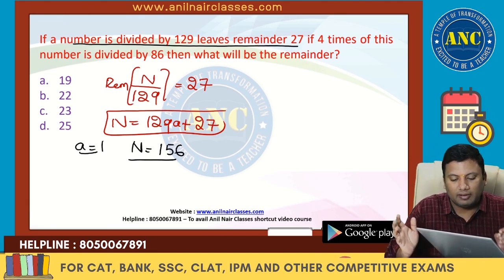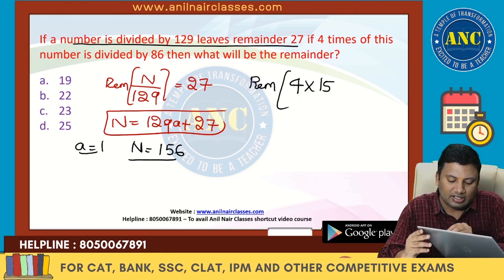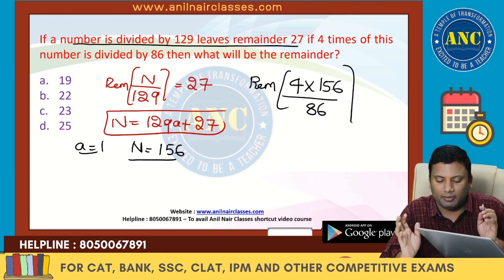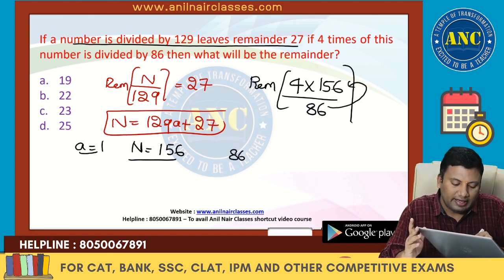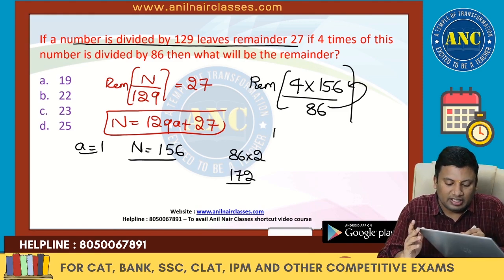If 4 times of this number, that means 4 into 156, is divided by 86, what will be the remainder? 86 twos are 172. That means it is 16 less than 172.